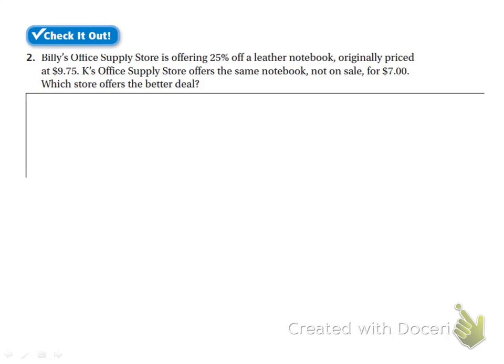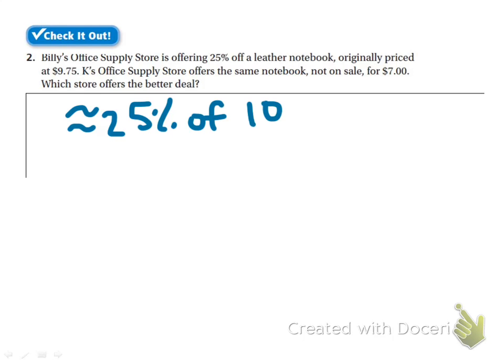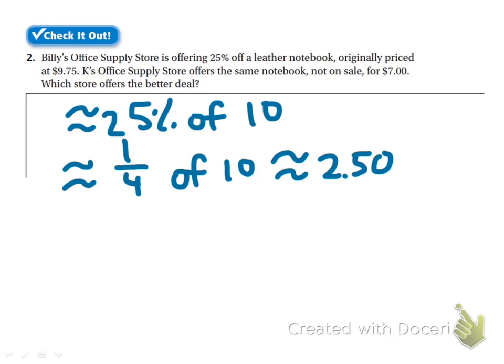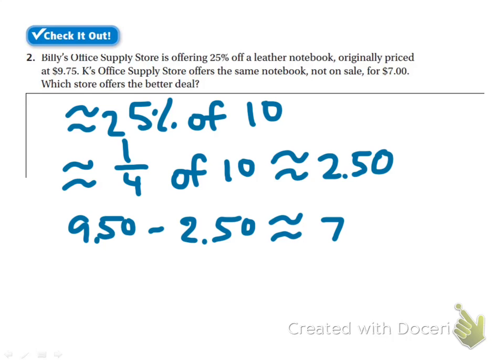Billy's office supply store is offering 25% off a leather notebook, originally priced at $9.75. Kay's office supply store offers the same notebook, not on sale, for $7. Which is the better deal? Well, you should have done your math, and approximately 25% of 10, which is about 1/4 of 10, would have been 2.50. So 10 minus 2.50 is approximately 7.50.